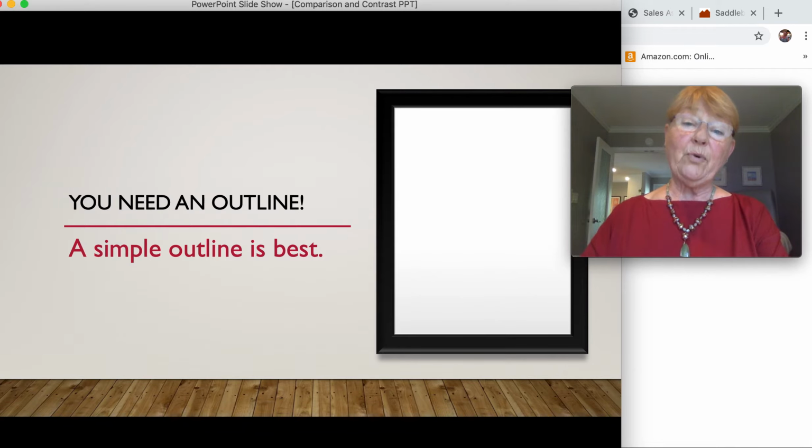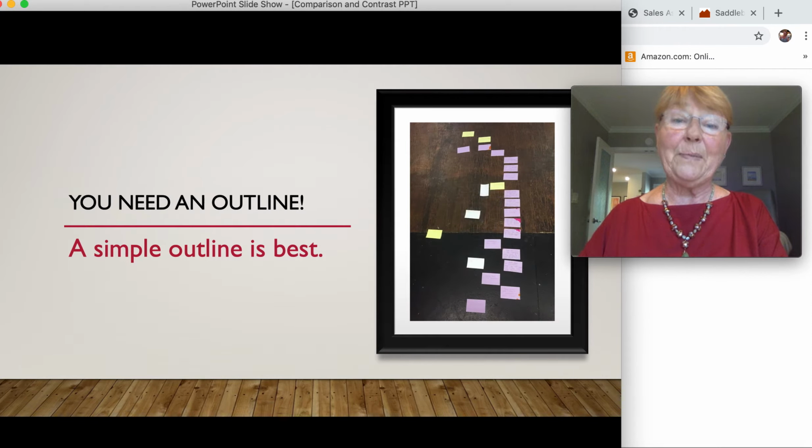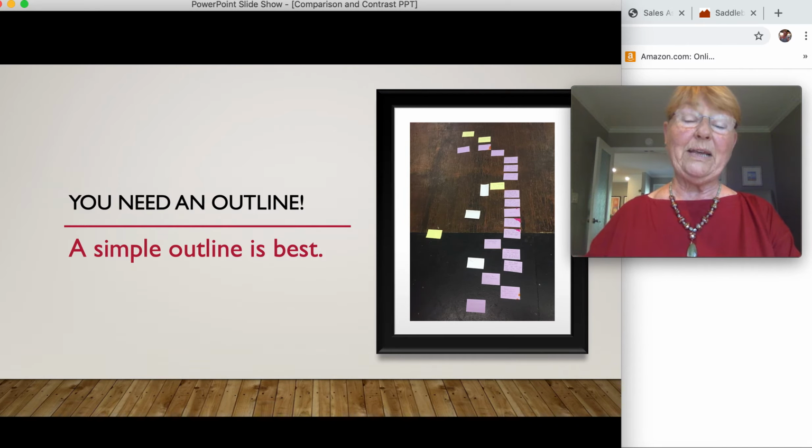Now, very important in a comparison-contrast essay, even more than most, is that you really have to have an outline before you start, or it's going to be a total mess. A simple outline, it really is best. Item 1, point 1, subpoint A and B. Item 2, subpoint A and B. Item 3, subpoint A and B. Make a simple outline before you start, and it's so much easier to write.